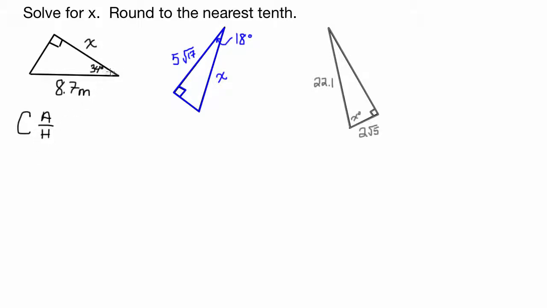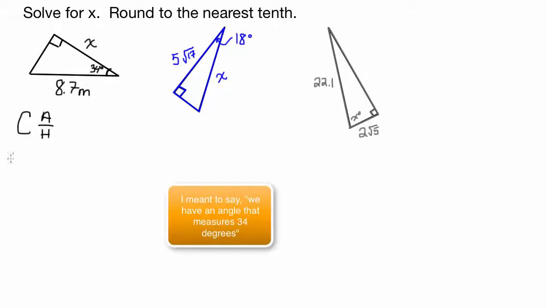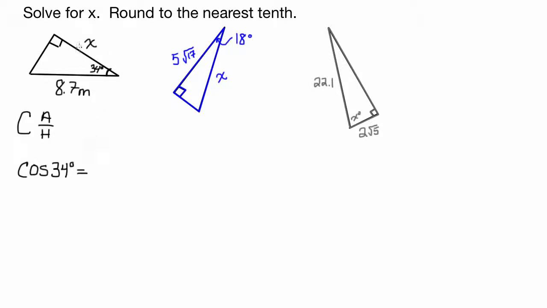Alright, so let's remind ourselves that cosine is adjacent over hypotenuse. If we look right here, we have angle 34. So we know that the cosine of 34 degrees equals adjacent, which in this case is x, over 8.7. Now I wrote 8.7 meters. Sometimes you might have a unit, sometimes you might not. I'm just trying to mix it up a little bit. Now if we want to solve for x, we just multiply both sides by 8.7.